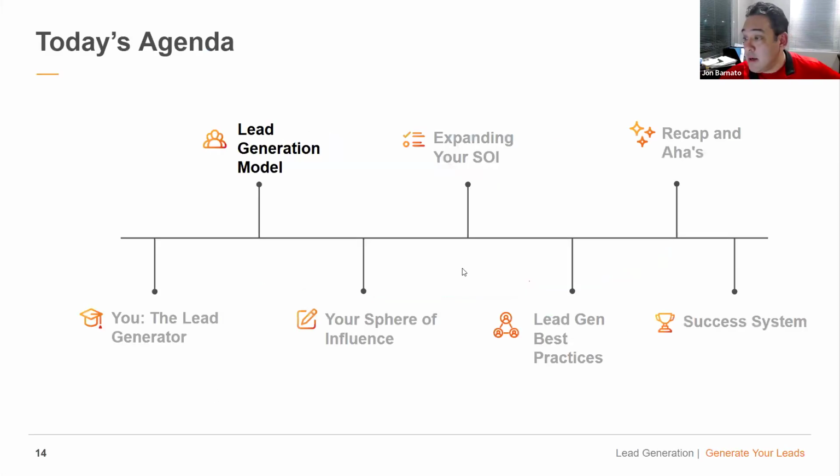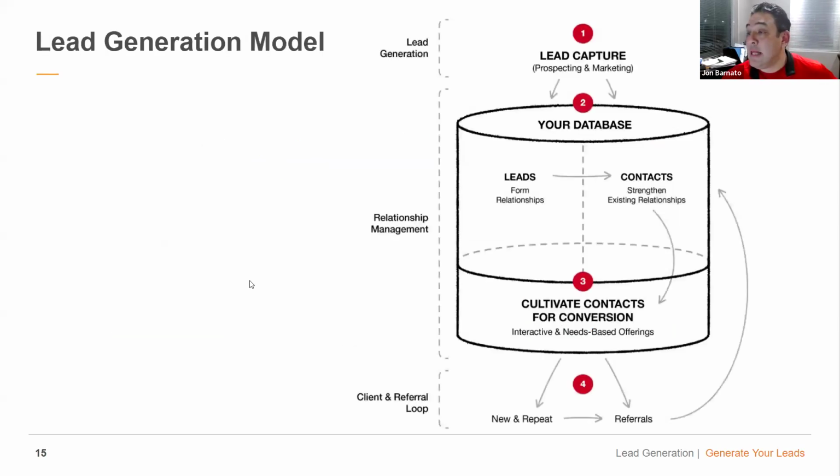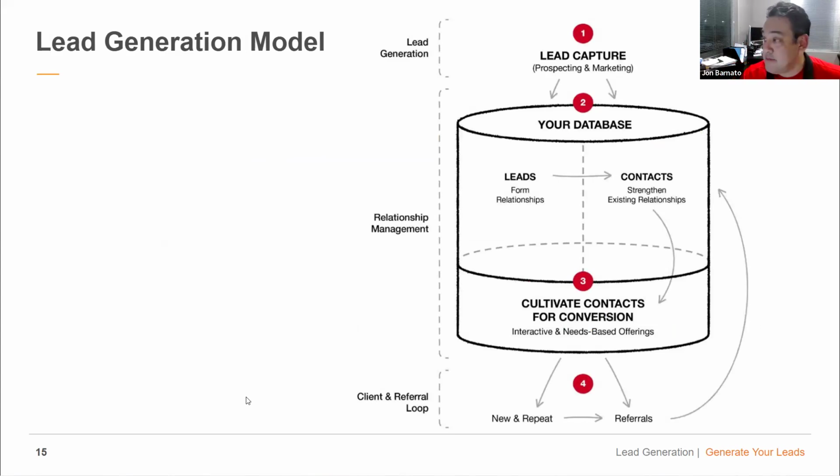Let's move forward here. Okay, so we're going to talk about the lead generation model. Now we're going to get a little technical here, and I'm going to share something with you. So this is the lead generation model. It looks quite daunting, I know, but we're going to break it down here. We're going to talk about lead capture, and two different things: prospecting and marketing.